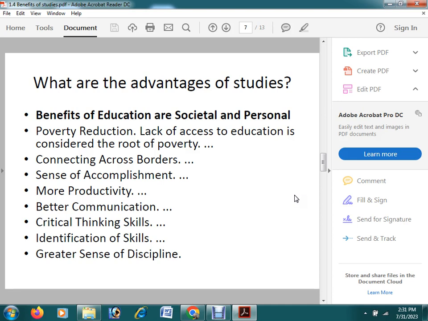That means you can learn not only the incidents of London, you can learn the incidents of Singapore, America and other places. For this reason, the benefit of studies is that it will make you cross the border of your country in terms of your knowledge.